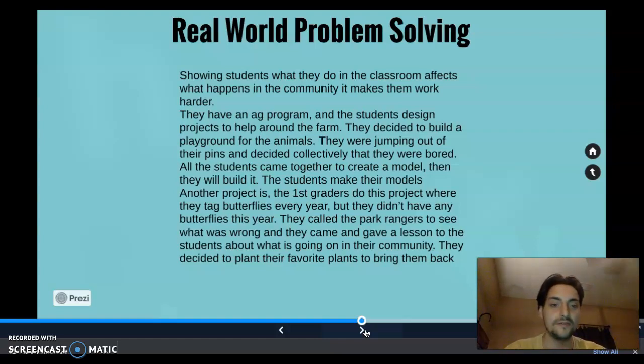And so the students figured out how they could help, and they decided they needed to plant their favorite plants around the area to bring the butterflies back. And so that's what they did. They collaborated and they came together and they brought the butterflies back. And it was really cool to see.